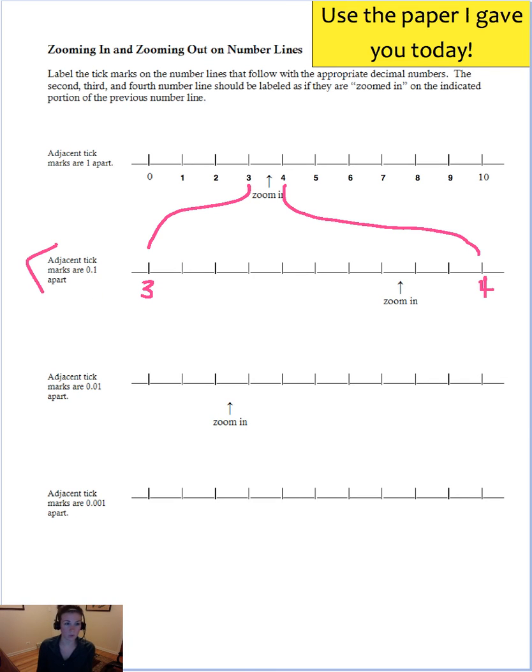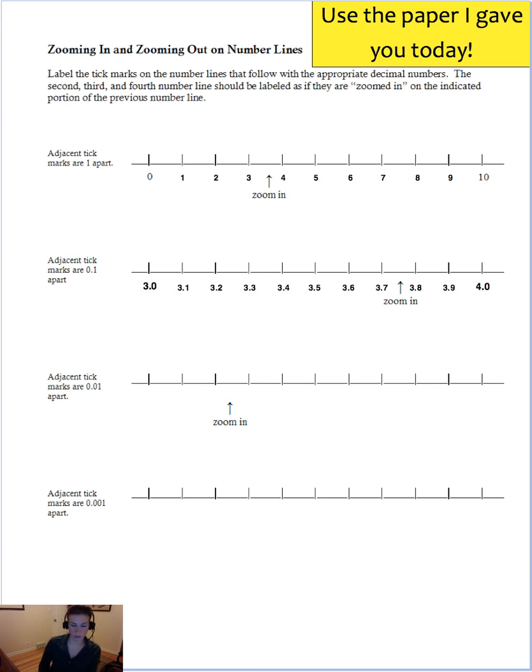So what I did was, because we're dealing with tenths now, instead of just doing 3 and 4, I made it 3.0 and 4.0 so that I can see that I'm dealing with tenths. So now every time that I write the next number, the tenths place will increase by 1. So this was 3.0, so it'd be 3.1, 3.2, 3.3, all the way up to 4.0, which looks like that. So make sure you write that down.